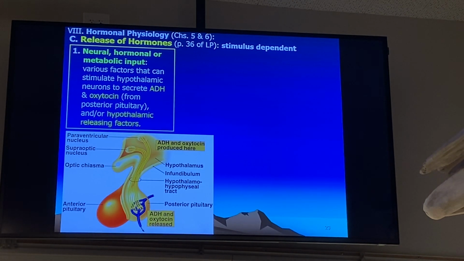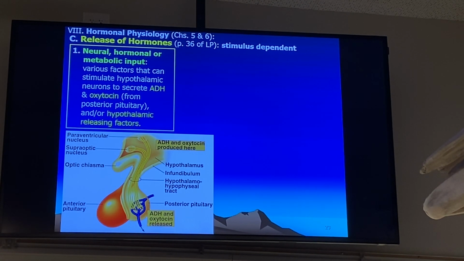All right, let's talk about the release of hormones. A lot of what we've been talking about is on page 36 in your lecture packets. The chemical structures of the 4 different types are on page 37. But here we're talking about the stimuli that cause the release of hormones. That's on page 36 as well, right in the middle of the page.